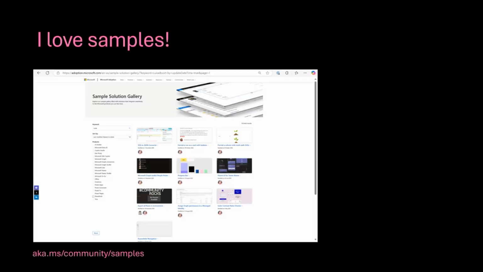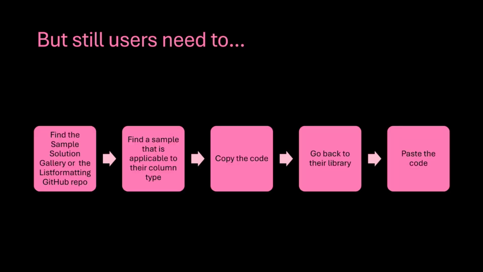I want to preface this with something. I love samples, and this is really important to me. I'm not only a consumer of all the great samples that we have in the sample gallery, but also a contributor. And when it comes to list formatting, the process that most users need to do if they want to leverage those is still a little bit tedious, because first they need to find the gallery. And then they need to maybe find the sample that is applicable to their column type, like choice or text or number or Boolean or whatever that is.